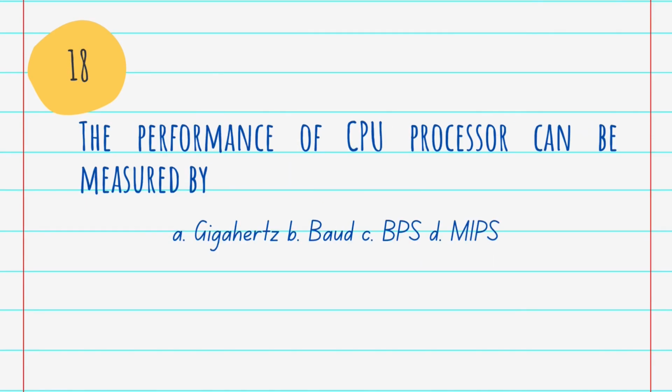Okay. Question number 18. The performance of CPU processor can be measured by A. Gigahertz, B. Baud, C. BPS, D. MIPS. Answer is A. Gigahertz. The significant way to measure the performance of processor is the clock speed. This clock speed measures the number of cycles that the central processing unit executes per second, which is measured in gigahertz.